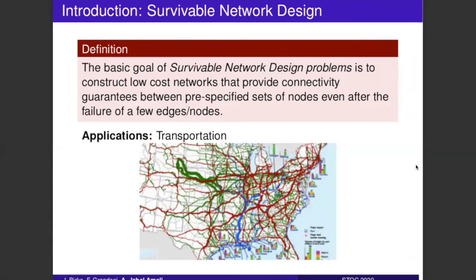Adding a new road has its own cost. Failure of edges here refers to roads getting blocked due to traffic jams or accidents. And the goal is to build a set of roads and add them to the current system, such that even after failure of some roads, people are still able to travel among certain destinations.